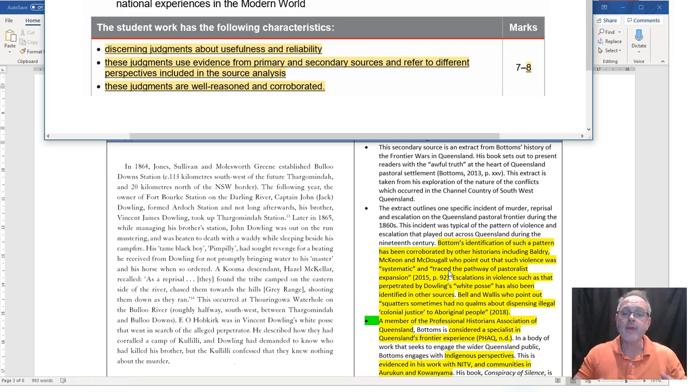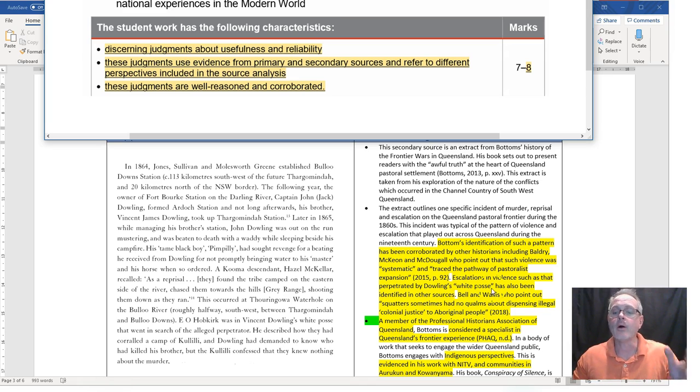Okay, then I'm talking McHugh, and they point out the violence was systematic, traced to pastoralist expansion using other sources, evidence from other sources, referring to Bottom's perspective. So I'm backing up Bottom's idea that there's a pattern and corroborating it with what other historians are doing in other sources. There's an interplay there.